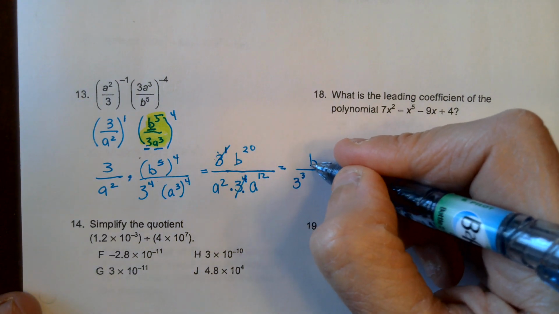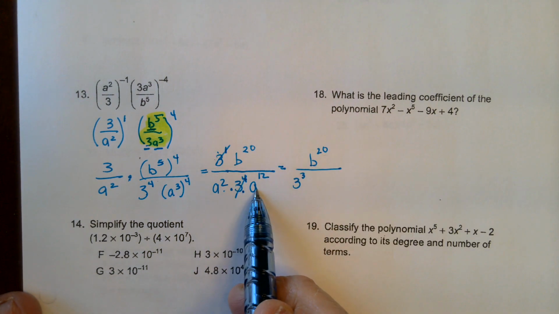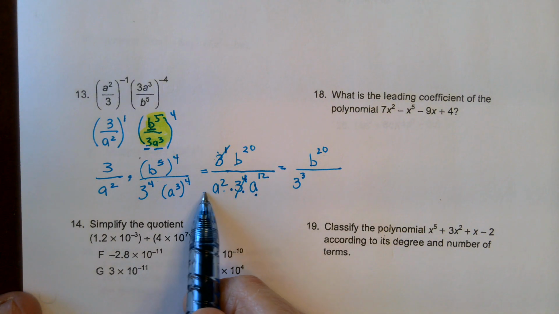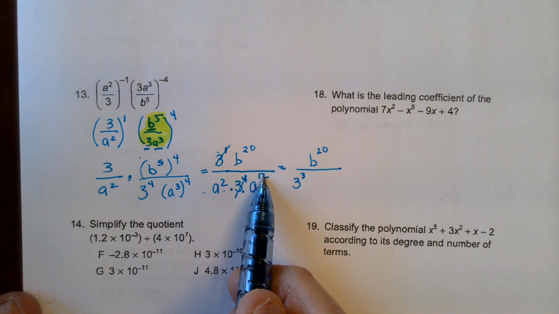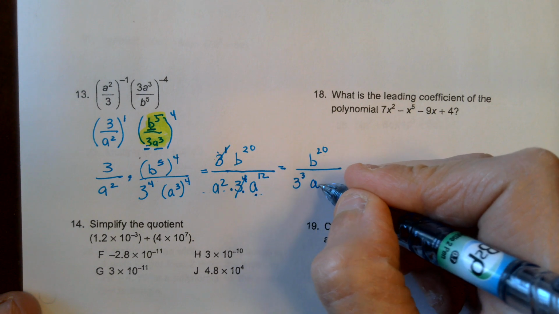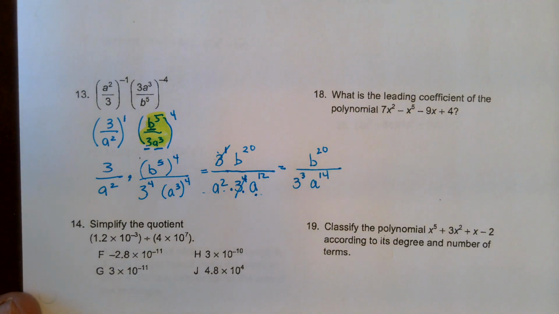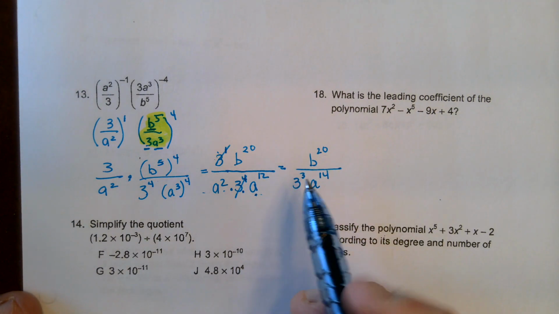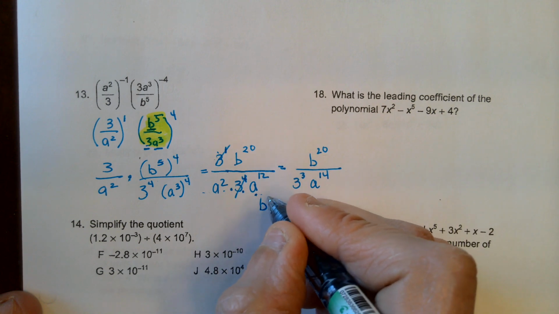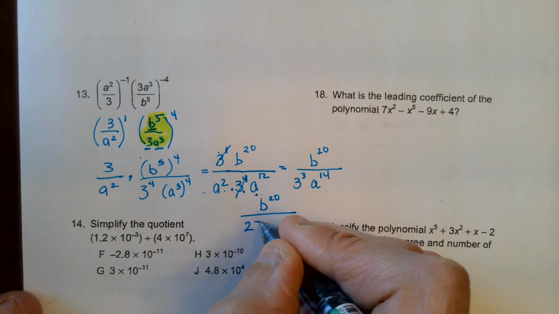B's, there aren't any other B's. A's, I've got 2 A's on the bottom. So since they're on the same level, we just can add them. So I'm going to have a to the 14th. Now, 3 times 3 is 9, times 3 is 27. So there is my grand finale answer.